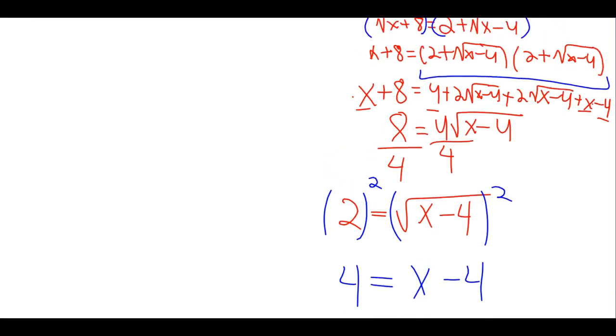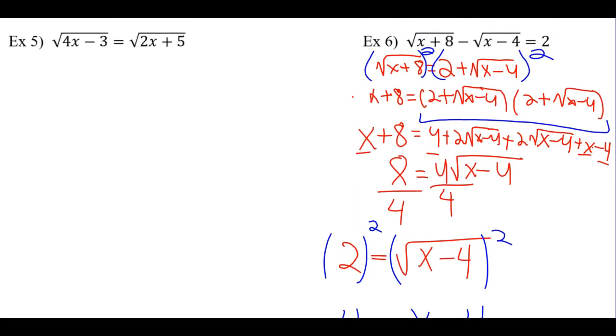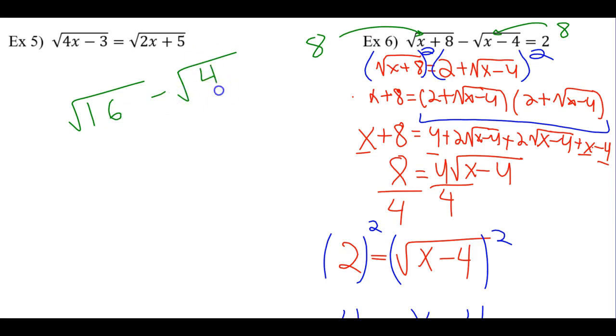Okay, so from here we would need to check for extraneous solutions. So if you plug in 8 for both of our x's, you can see we would have the square root of 8 plus 8 is 16, minus the square root of 8 minus 4 is 4. Those are both perfect squares. It gives us 4 minus 2, which does equal 2, like the right side of the equation.